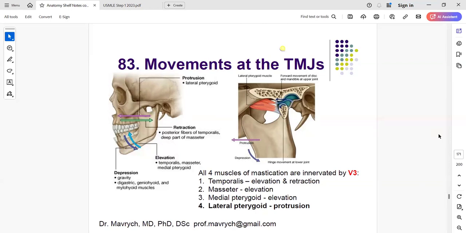The muscles are very simple to remember. The temporalis, which is involved in elevation and retraction, masseter, medial pterygoid, and lateral pterygoid. Okay, lateral pterygoid is important. You guys have to remember this. Sometimes they only ask about the lateral pterygoid, what does this help in? So protrusion of the jaw. All of them are doing elevation, just the lateral pterygoid is doing protrusion. So you have to remember this, it is very important.